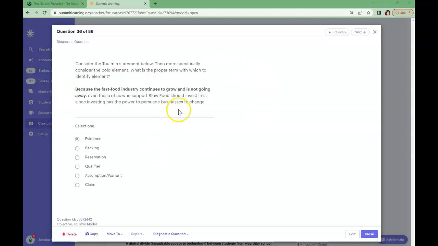And so let's look at this example and see how it gives us a lot more room for complexity than deductive reasoning does.